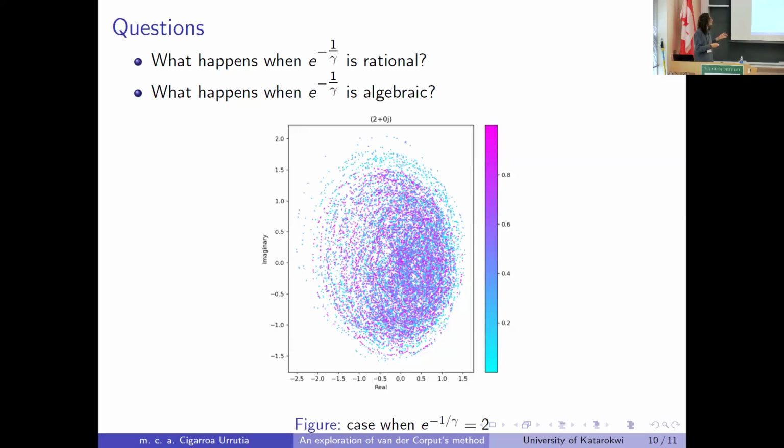I haven't really thought about those questions yet, but this is a nice visual, another simulation of what might happen, or what happens at least with 10,000 entries with e to the minus 1 over gamma equal to 2.